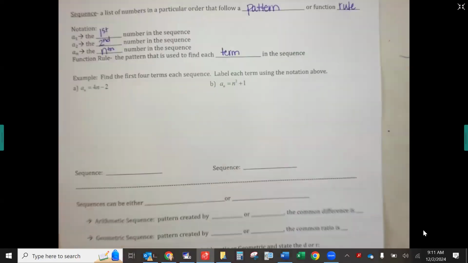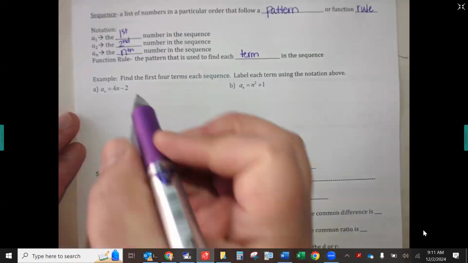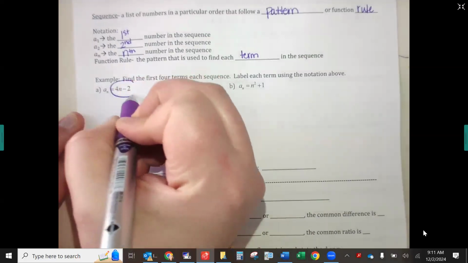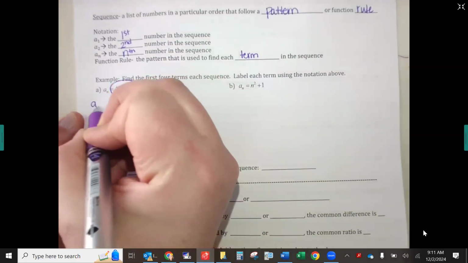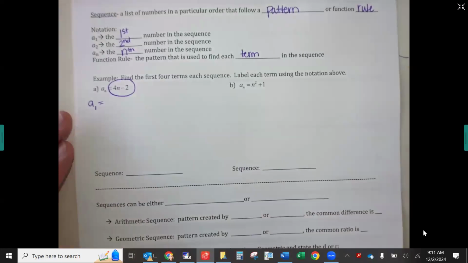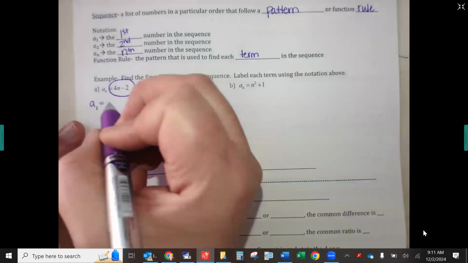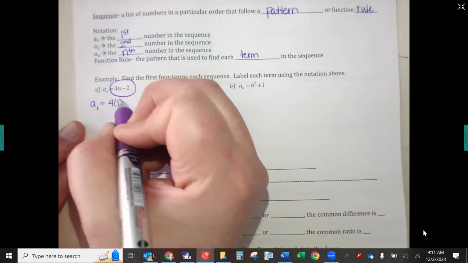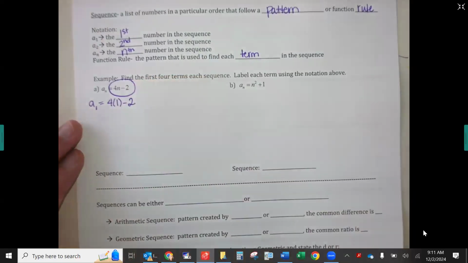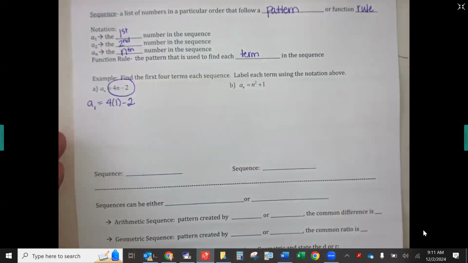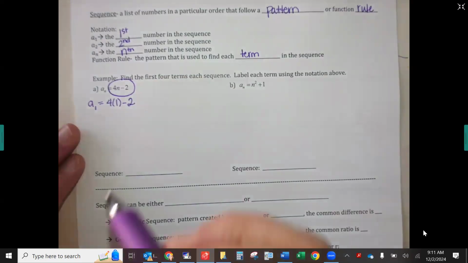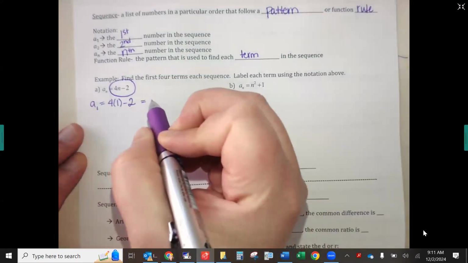For the first one, AN equals 4n minus 2. Then for A1, you're going to plug in a 1 where the n is. So instead of 4n minus 2, now it's 4 times 1 minus 2. Now, if you want to use your calculator, you can. This is easy enough that you could do it in your head. What's 4 times 1? Take away 2 is 2.